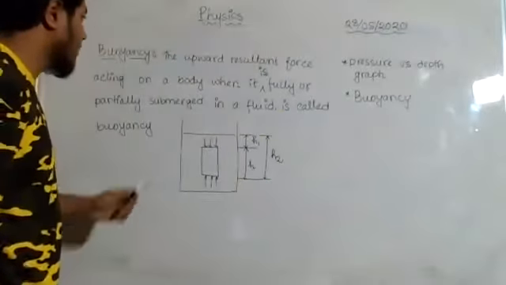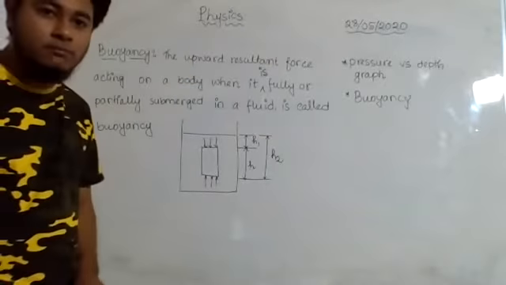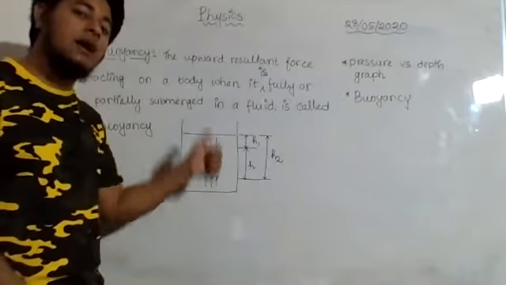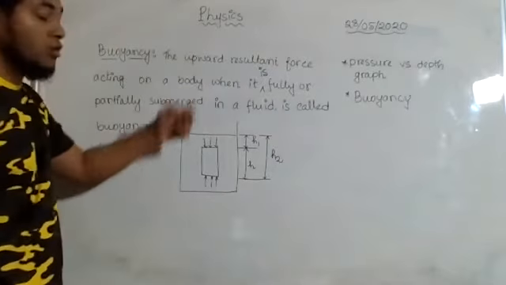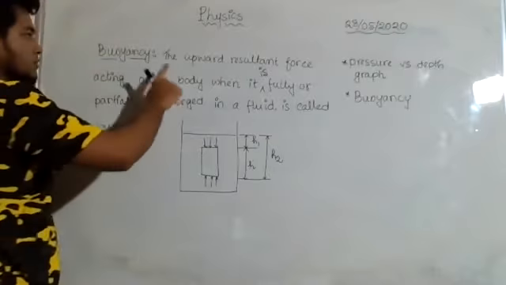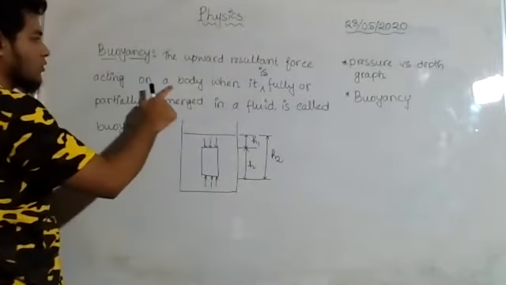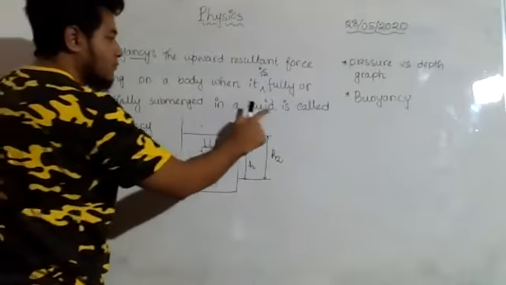Then, okay, so this is the upward resultant force. Why did I mention upward? Because buoyancy acts in the upward direction. Okay, we will see why it is upward, why it cannot be downward. We will see in a moment, no problem. So, the upward resultant force acting on a body when it is fully or partially submerged in a fluid.